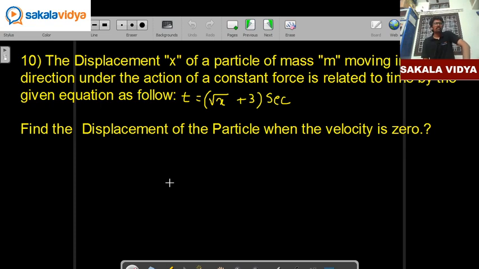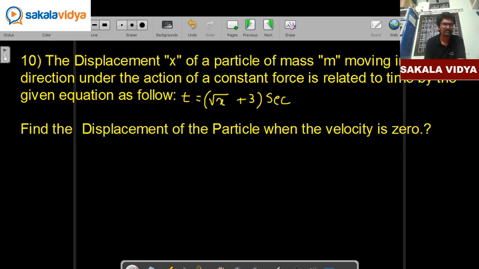So this question is very important, guys. This question was given in IIT in the 1970s, I guess. The displacement x of a particle of mass m is moving in a direction under the action of a constant force and is related to time by the given equation as follows. t is equal to under root of x plus 3 seconds. Find the displacement of the particle when velocity is 0.